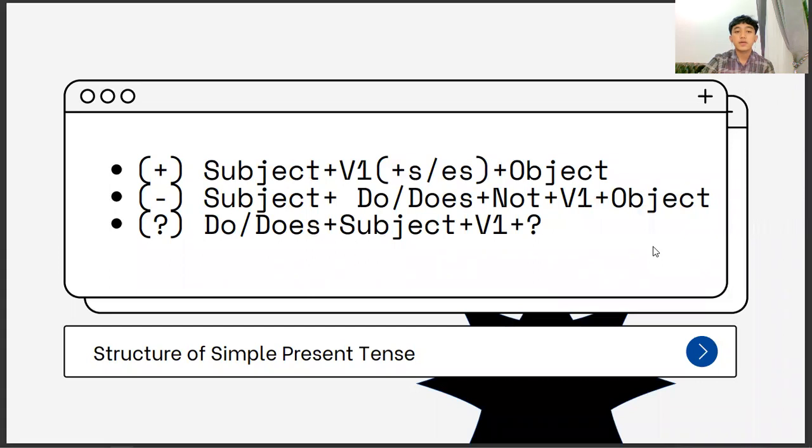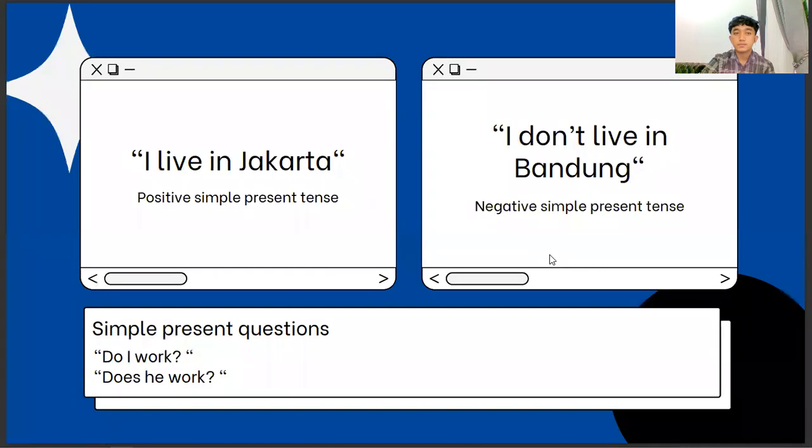And for the structure of simple present tense, for the positive form is subject plus verb 1 plus s or es plus object. For negative, subject plus do or does plus not plus verb 1 plus object. And for interrogative is do or does plus subject plus verb 1 plus question mark.